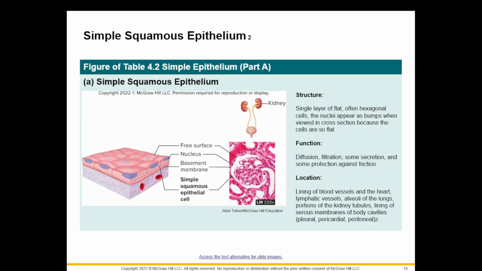So here is another diagram showing you the flat single layer of your scale-like cells or your simple squamous epithelium. This is actually the kidney. So they are found on the sides. You see those very thin cells at the sides? That's your simple squamous epithelium. Yan. Okay.